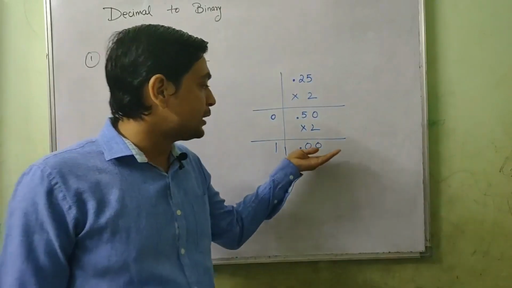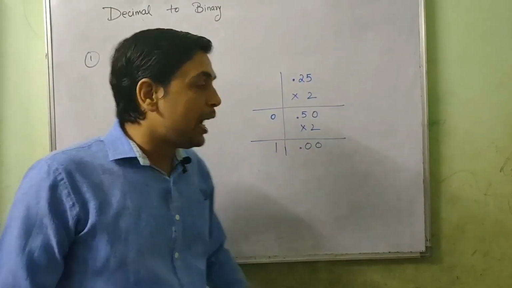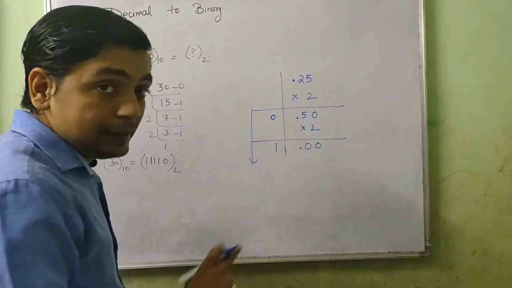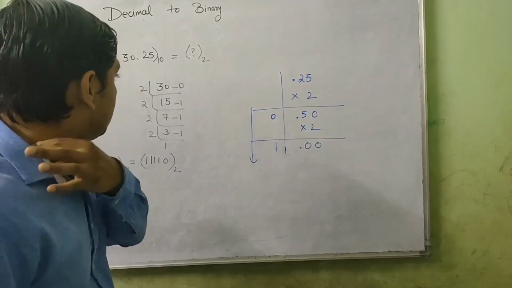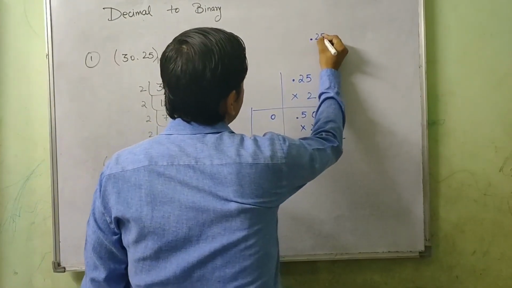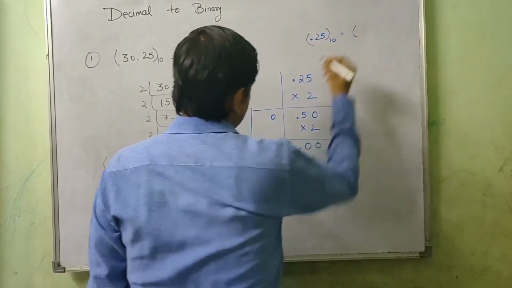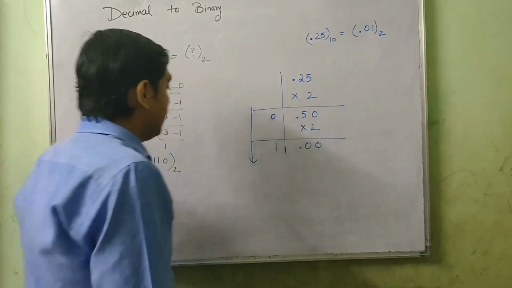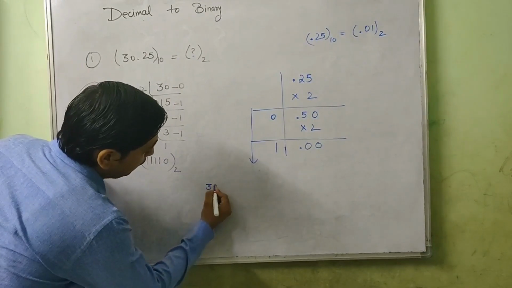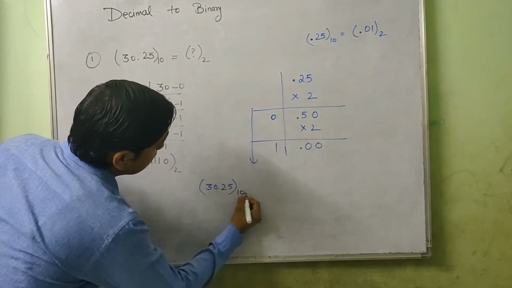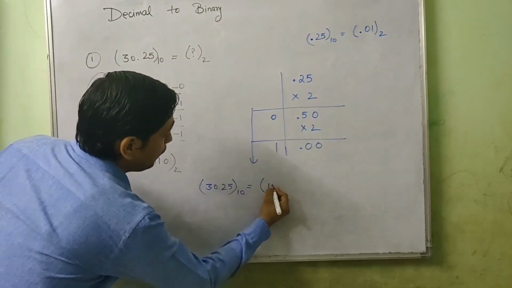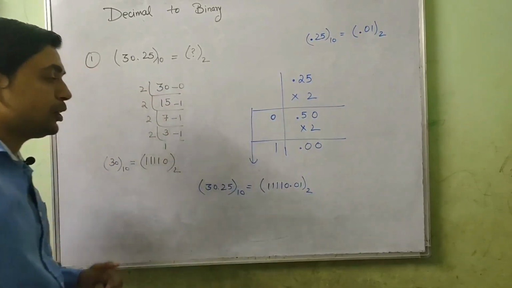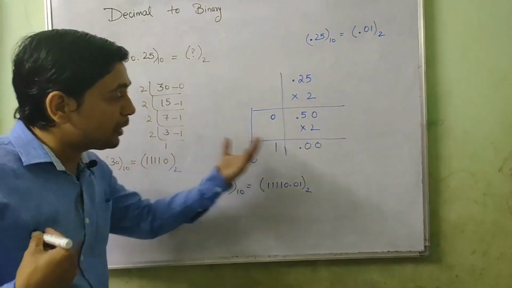But if the fractional part becomes 0, you will stop multiplying by 2, and now you will note down the integer part from top to bottom. So this time not bottom to top, this time from top to bottom. So the binary of 0.25 in decimal is 01, and you will write it with a point, so 0.01. Okay, so the total value of 30.25 in binary is 11110.01. You got that? Integer part is operated separately, fractional part is operated separately.